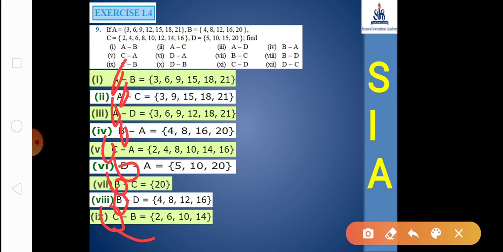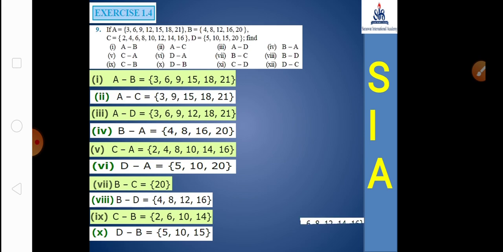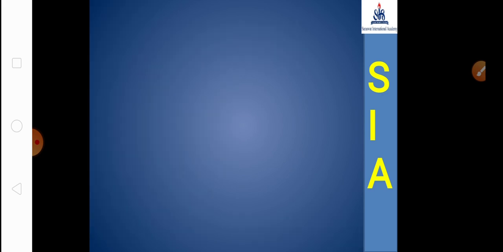Okay, but secondly, given subtracted values. Next, 10th one, D minus B. So B elements are subtracted from D and the answer belongs only to D. Continue. 11th is the same, and 12th is also the same as D minus C. So the elements of C are subtracted from D. Your answer is ready here: 5, 15 and 20. Yes students, these are all different sets.